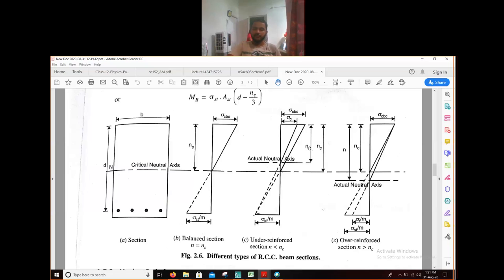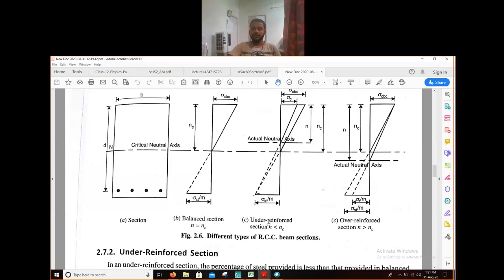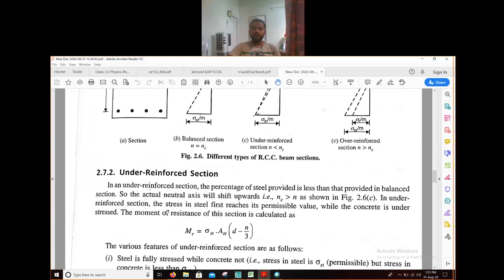Actual neutral axis depth will be less than critical neutral axis. Here, you can see the value. You can see the relation. Here, actual neutral axis depth is less than critical neutral axis. Okay, so you can see the definition also here. So the actual neutral axis will shift upwards.